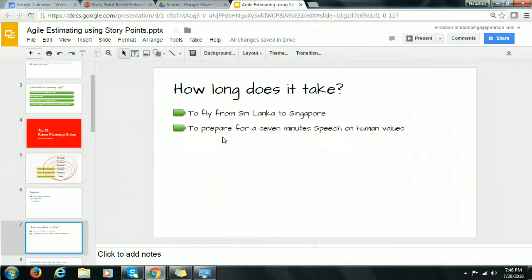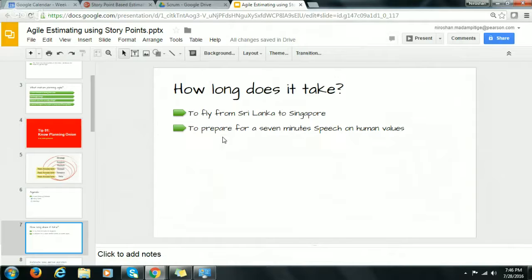8 is just a figure that indicates some sort of measure. When I do that, let me look at the second one: to prepare for a 7-minute speech on human values. As I do speeches quite often, this is something familiar to me, and I can now compare the estimate for this with the previous estimates that I have done.